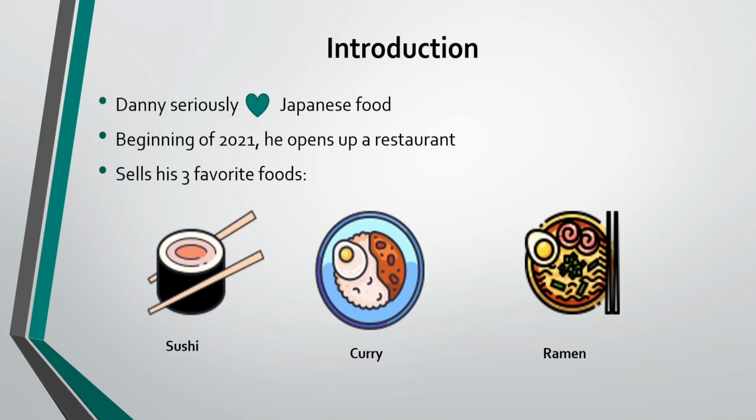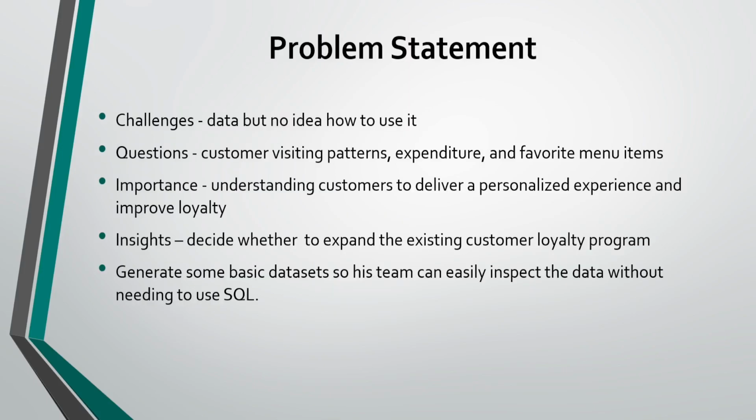The problem that Danny faces is that with all the data he collected ever since he started his restaurant, he has no idea how to use it. Some of the questions that Danny would love for us to answer include his customers' visiting patterns, their expenditures, and their favorite menu items. This will be important to Danny because it will allow him to understand his customers and give them a personalized experience that will keep them coming back for more.